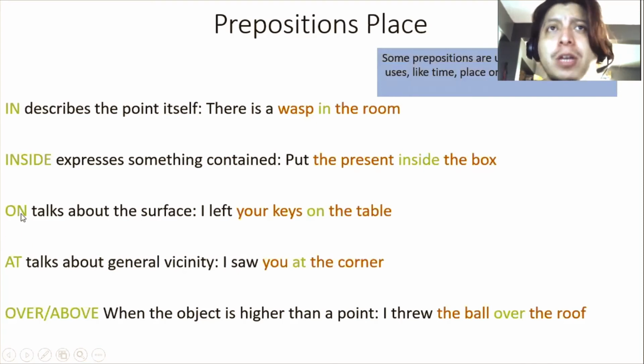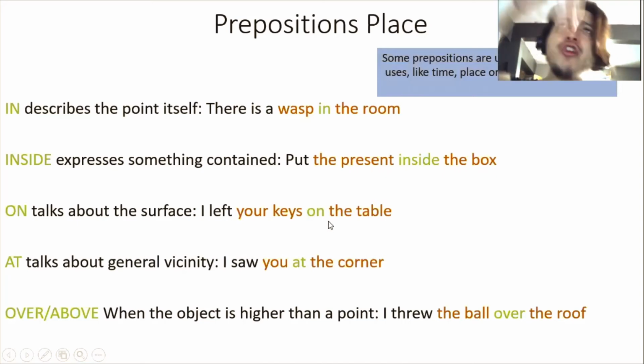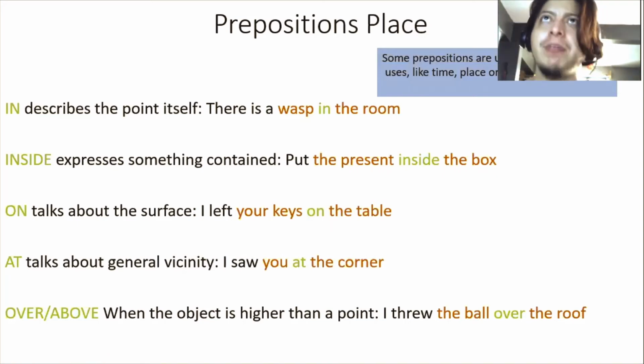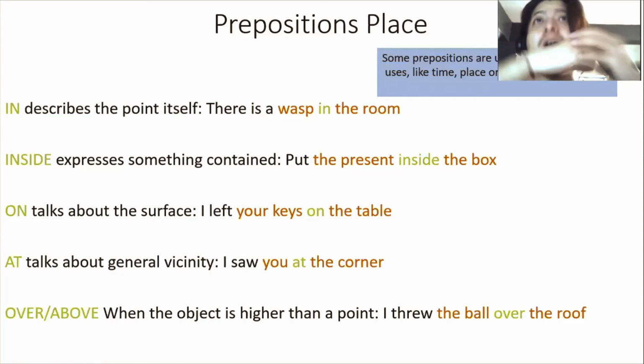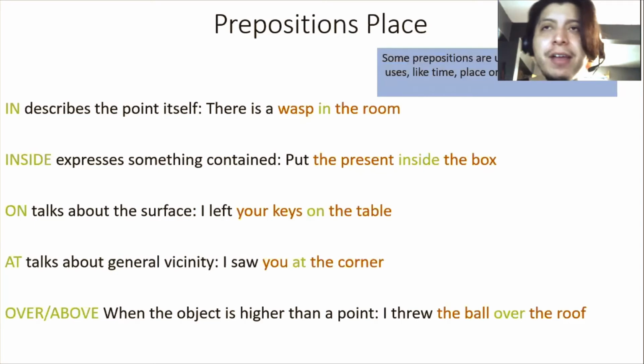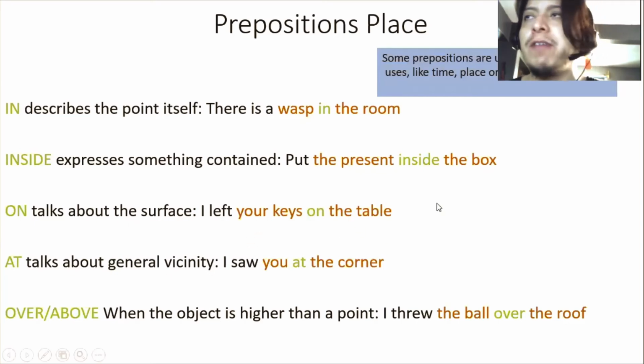On, remember that you can use on for time. For example, on Monday, on Friday. When you're speaking about place, on means the surface. I left your keys on the table. I mean, you have the table, and on top of the surface of the table, there you have the keys. The computer is on the desk. So you have a desk, and on the surface, you have a computer. She's lying on her bed. She's just doing nothing. She's on the surface of her bed.